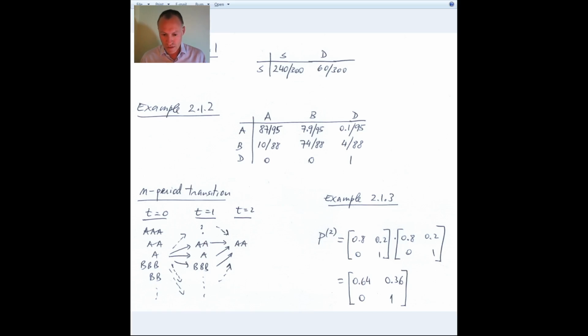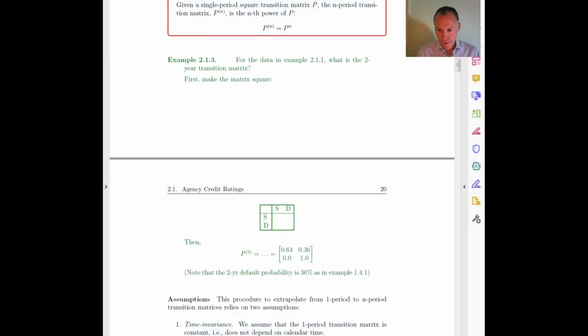So for example, this number means what? This is the probability that the firm that starts in survival today is in survival 2 years from now. A firm that starts in survival now will be in default with a probability of 0.36 after 2 years. By the way, make sure that you understand what's going on here, and you can check that this is exactly the same number as we got in a previous exercise when we did these probabilities of survival and default with a simple tree.